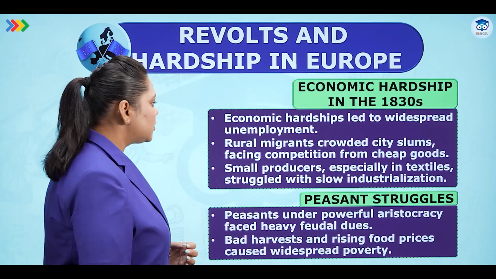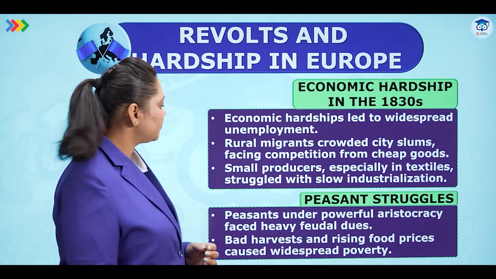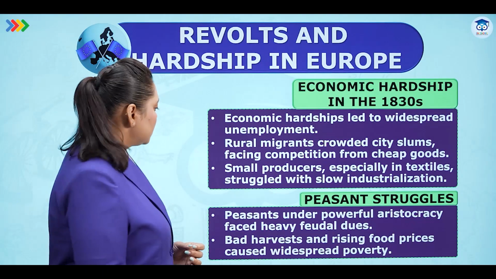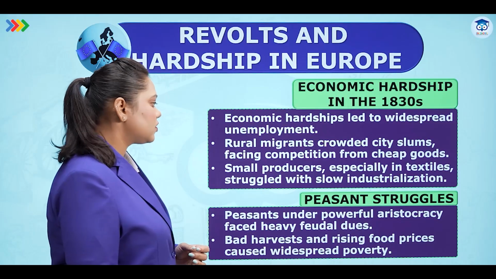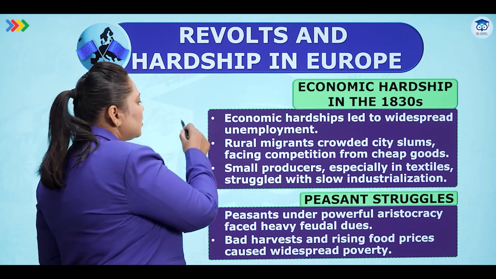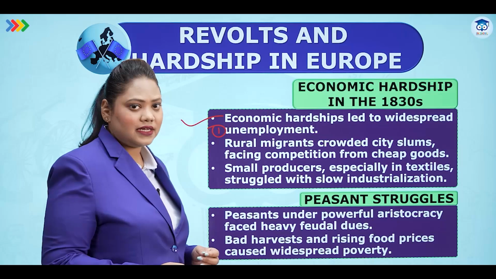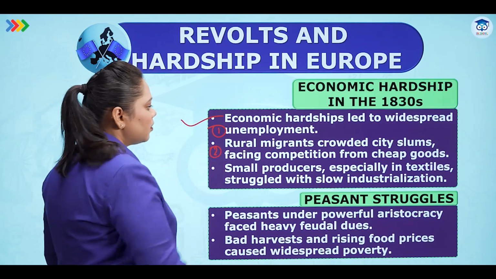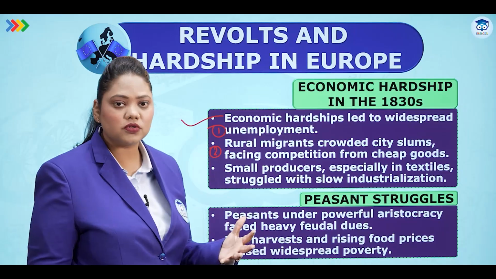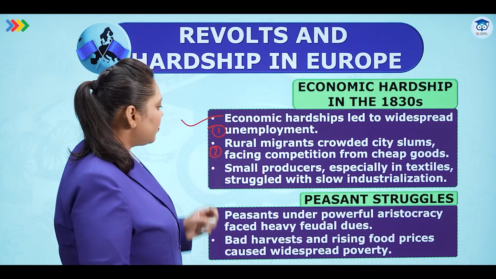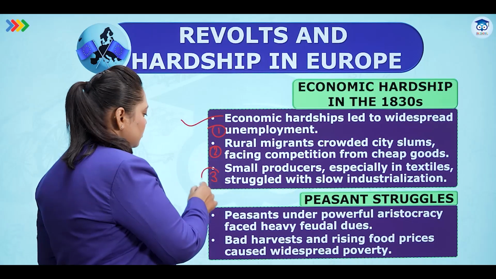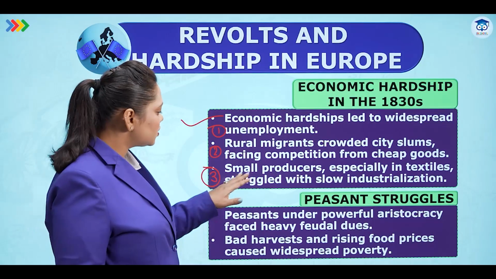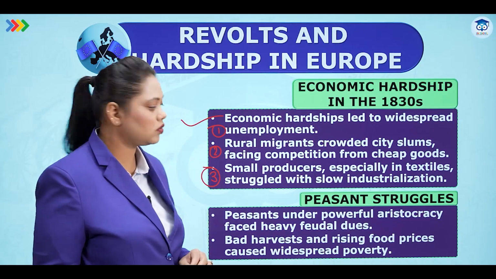Economic hardship led to widespread unemployment in Europe. Rural migrants crowded city slums, facing competition from cheap goods. Small producers, especially in textiles, struggled with slow industrialization. So these were economic hardships. Firstly, there was unemployment. Secondly, the migrants crowded the cities and made them into slums, facing competition from cheap goods. Small producers struggled because industrialization was taking place in the factories and the industries. So it was the smaller producers who actually faced a lot of loss.